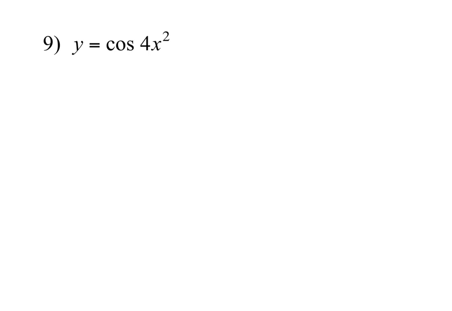Trig functions are also just chain rule. So the outside here is actually the cosine. So if I were to do the derivative of the outside, I would do the derivative of cosine, which is negative sine of 4x squared. And then I would multiply that by the derivative of the inside, which is this 4x squared. So I would say times 8x.